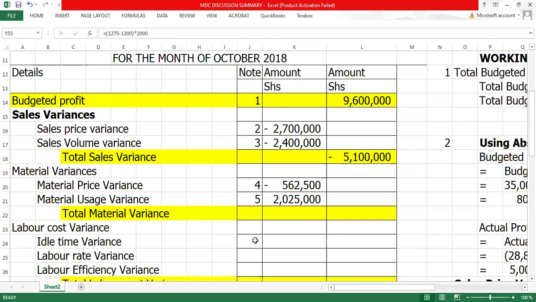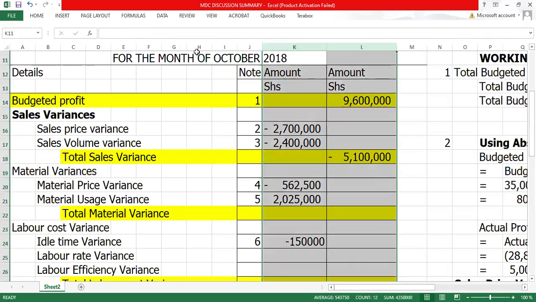You report it here as working number 6. This is negative 150,000. Okay, so as you report in your template, don't be putting negatives. What you can do is put the figure 150,000 and then put adverse after it. Or when you have indicated the adverse side, you can put the figure in brackets. It will help you know whether you should add or subtract.